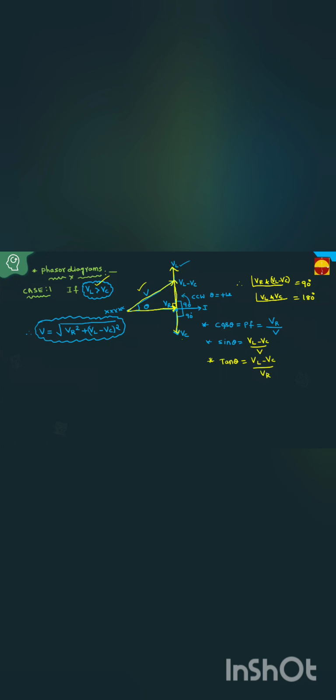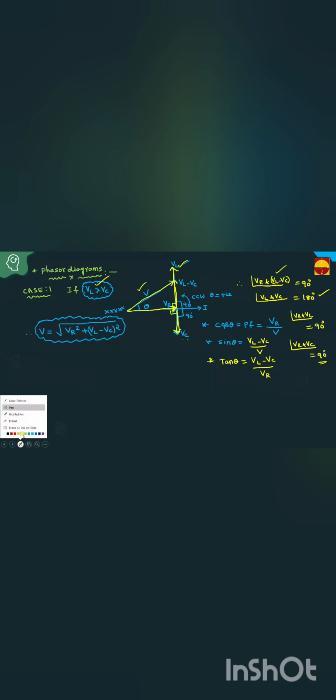What is the angle between VR and VL, students? The angle between VR and VL is also 90 degrees. The angle between VR and VL minus VC is also 90 degrees. What is the angle between VR and VC? The angle between VR and VC is also 90 degrees. But the angle between VL and VC is 180 degrees. Okay, this is the phasor diagram.